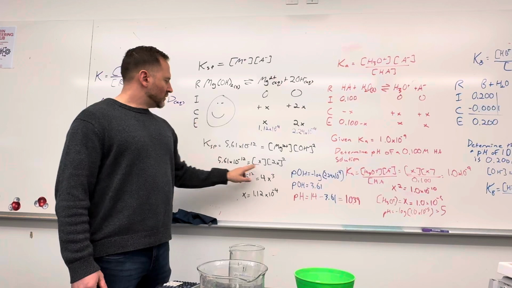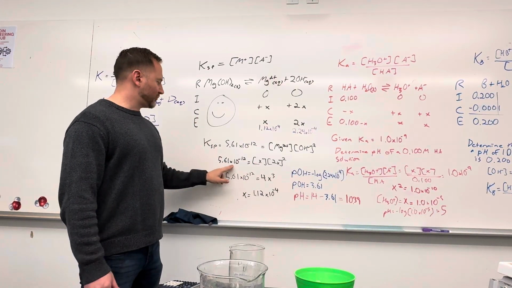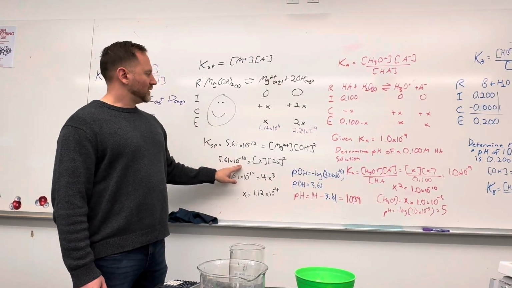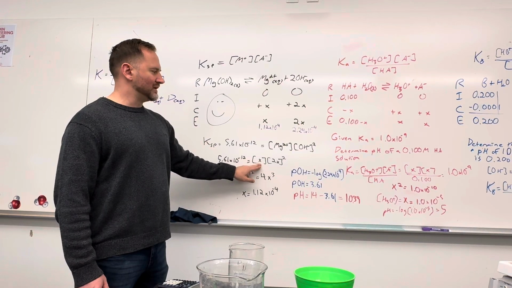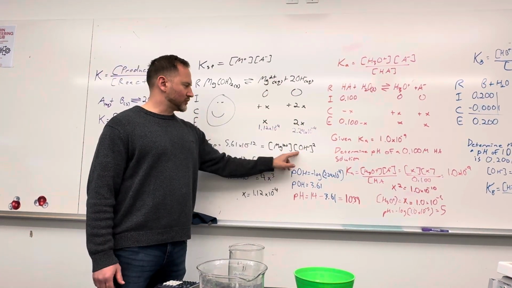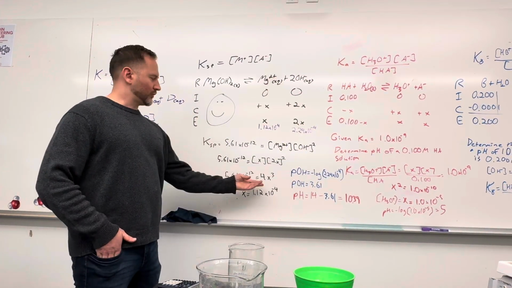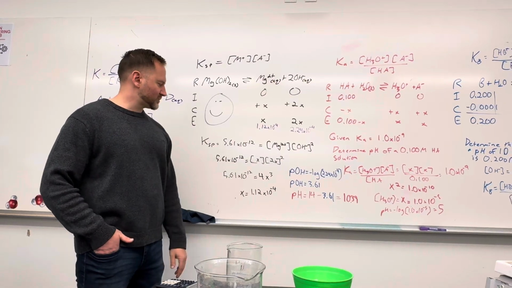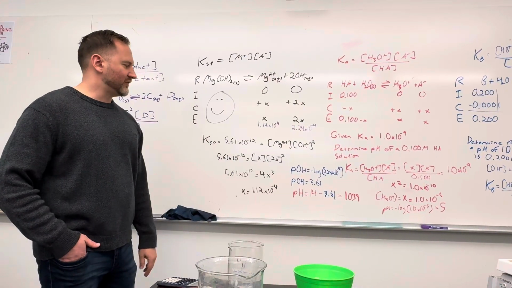because of that coefficient of 2. So our Ksp expression looks like 5.61 times 10 to the negative 12 is equal to X, which represents our magnesium ion, and 2X squared, which represents our hydroxide. We end up with 4X cubed equals our Ksp. When we solve for X, we get that value.